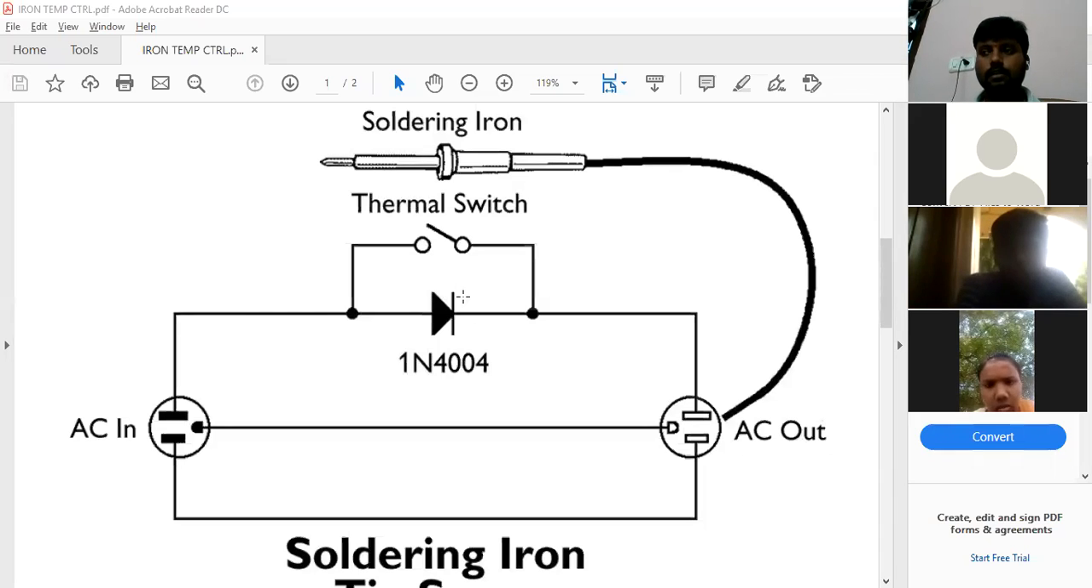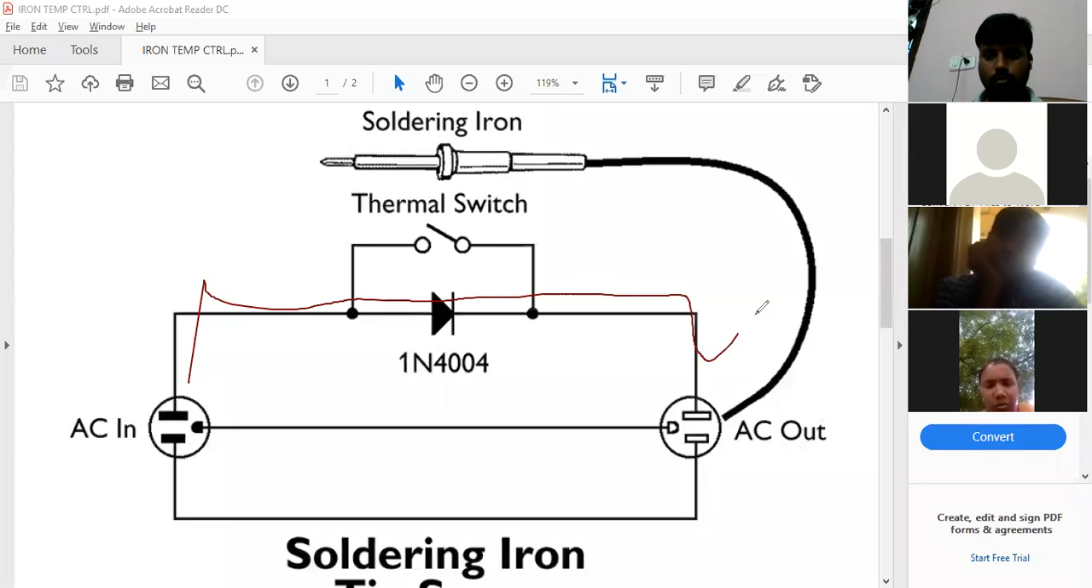Why do we need to open the switch? Whenever the soldering iron is not in use, if you switch off the entire supply, the soldering iron will get cool, and again it takes time to get heated. That is the reason we switch off the thermal switch. If you switch off the thermal switch, the supply now goes through the diode to the soldering iron. Only half of the supply is supplied to the soldering iron.